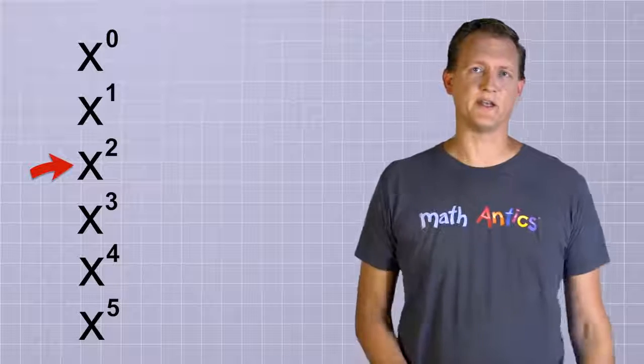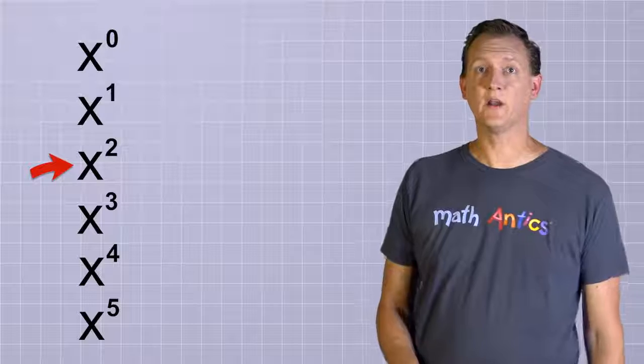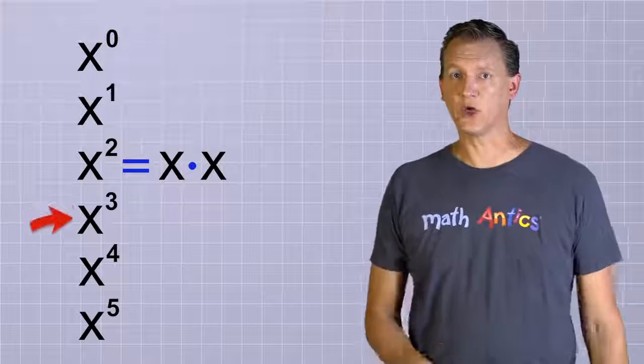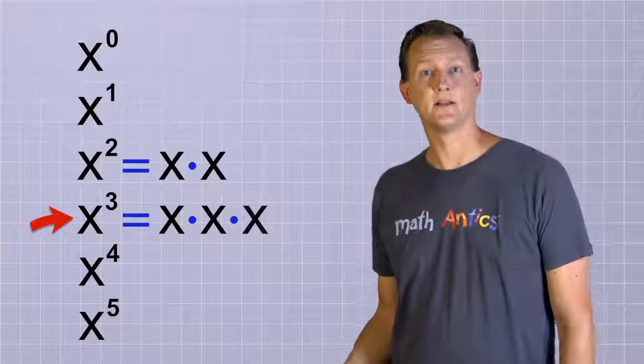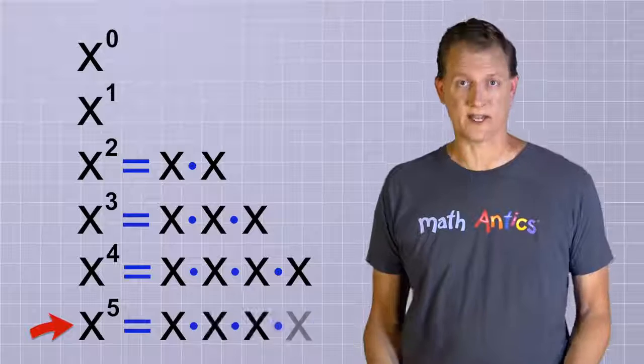Well, x squared is pretty easy to understand. We know from our definition of exponents that x squared would be the same as x times x. We also know that x cubed would be x times x times x. And going up to higher values of n would just mean multiplying more x's together.